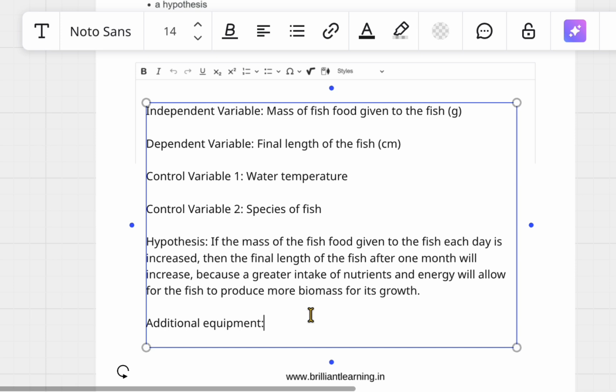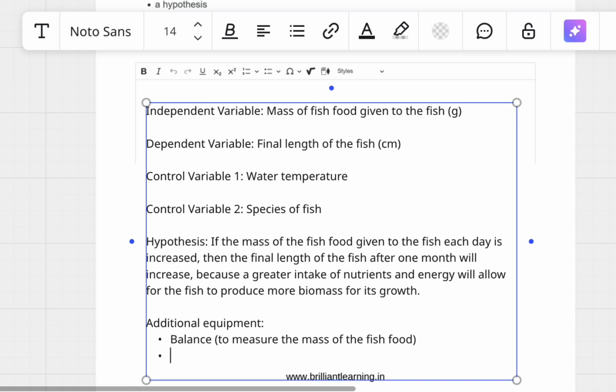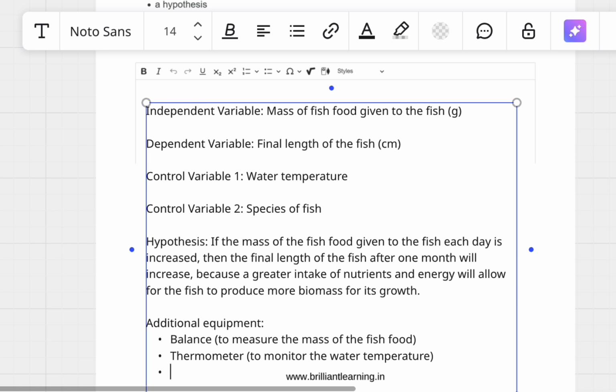So additional equipment is going to be, first things first, a balance, to measure the mass of the fish food. That's what our balance is for. And then a thermometer, which is to monitor the water temperature. We need all of this. We need the thermometer for our control variable, to manipulate it.